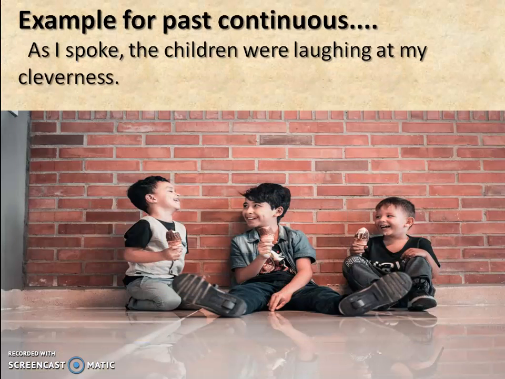Example for past continuous tense. As I spoke, the children were laughing at my cleverness. Here, laughing has an ing form at the end and has the word were before it. This sentence explains that the children were laughing in the past.